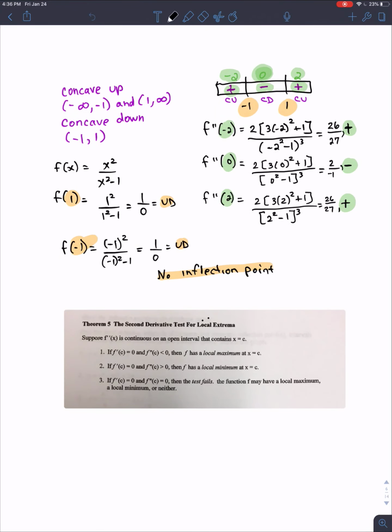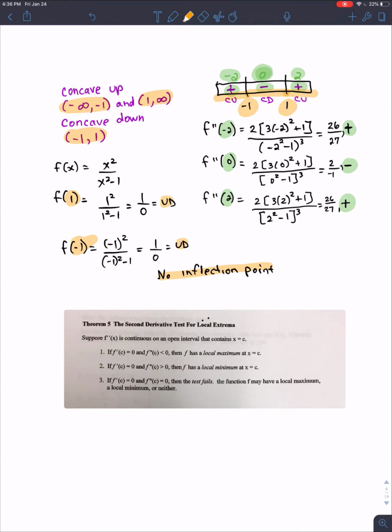Okay, to finish off that last problem, we found that we didn't have inflection points, but we do have to name the intervals of concave up and concave down. So concave up is going to be from negative infinity to negative 1, so that's here. And then it's also concave up from 1 to infinity. And then we also name concave down as this middle section from negative 1 to positive 1.